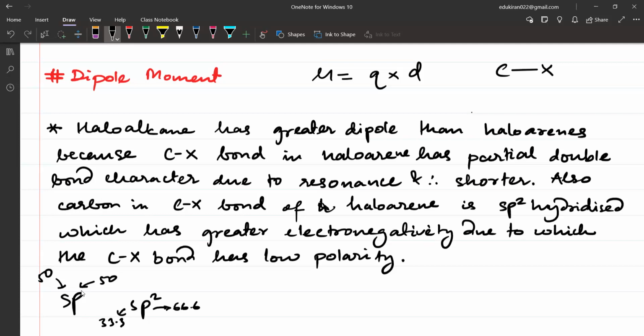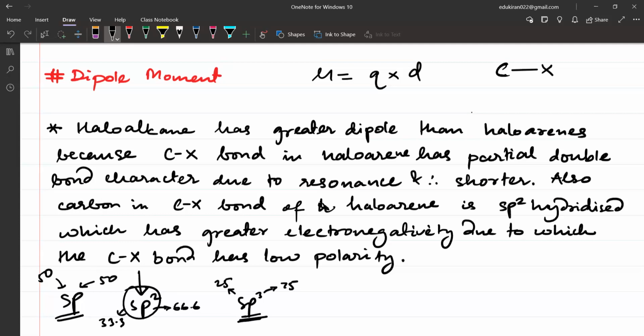So sp2 has 33% s character, and sp3 has 25% s character and 75% p character. Where you have larger s character, the hybrid orbital will be nearer to the nucleus and can pull the electron more easily. That is why sp can pull the electron most easily, then sp2, and then sp3. So in haloarenes, we have sp2, which is greater in electronegativity than sp3.